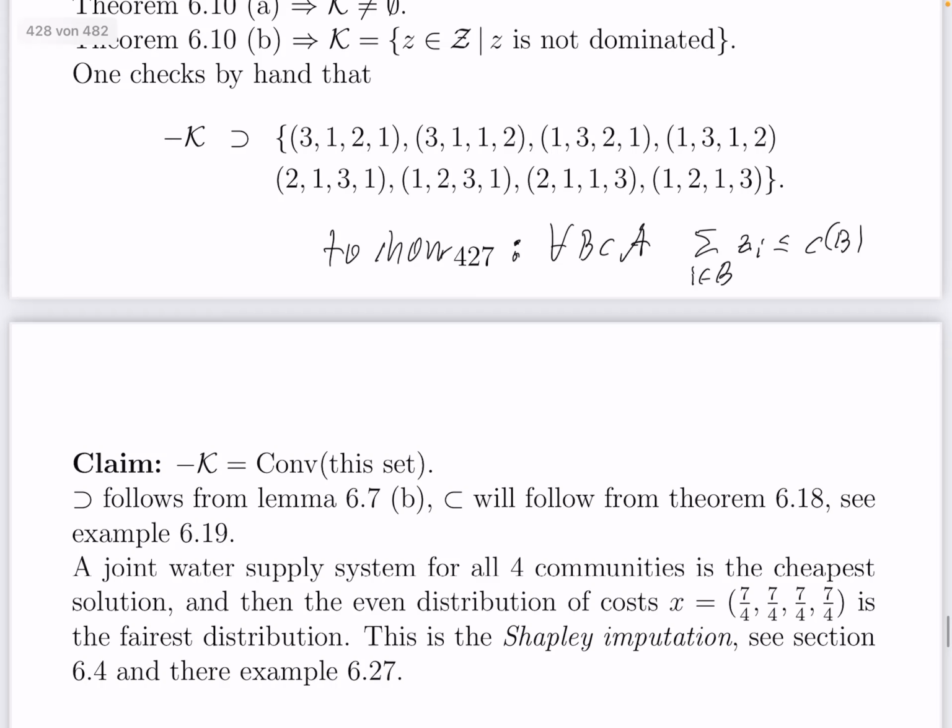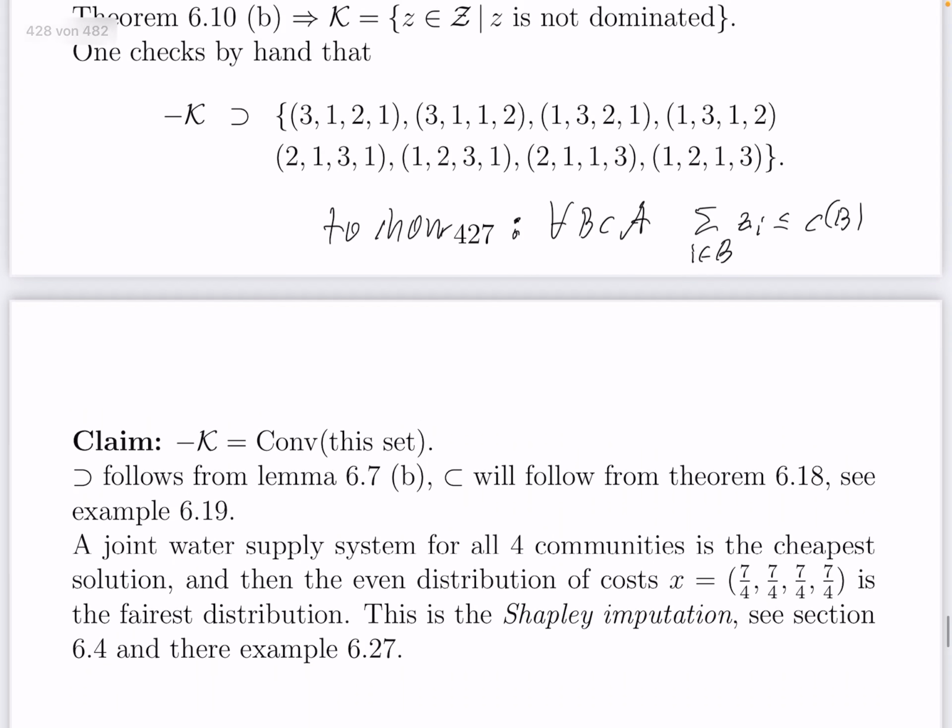And later we will return to this example and we will see that the core of the game is the convex hull of this set. So Lemma 6.7b told us that the core is a convex polytope.